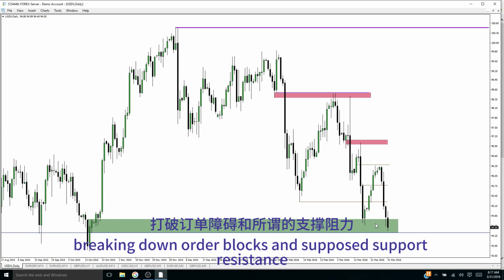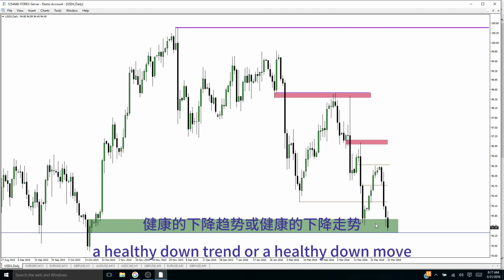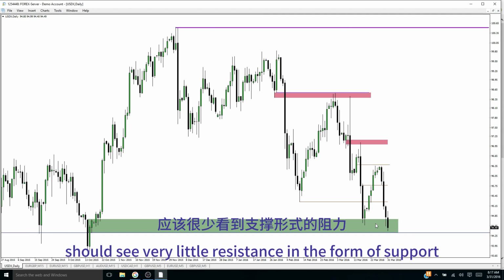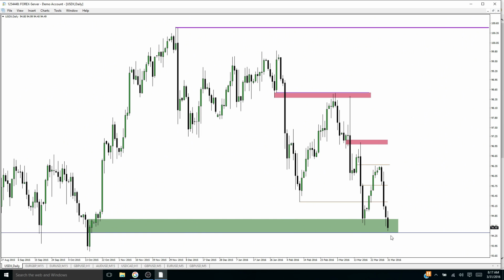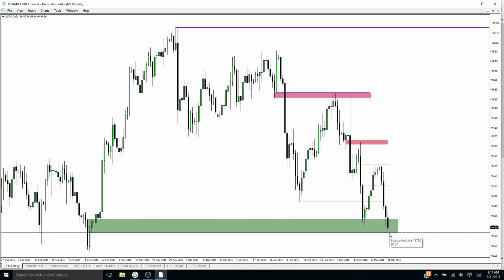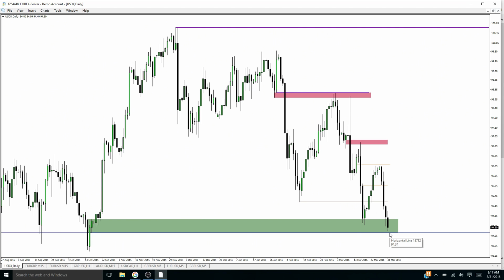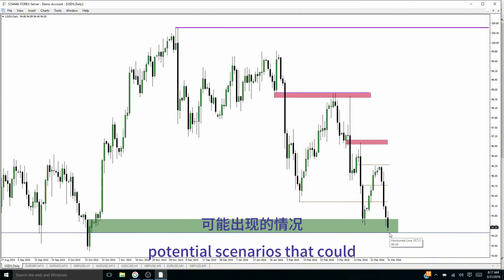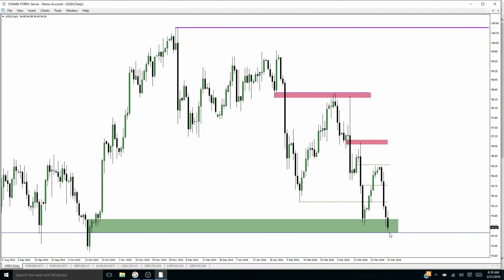In other words, we have to weigh each price swing with levels of strength, breaking down order blocks and supposed support and resistance, because a healthy downtrend or a healthy down move should see very little resistance in the form of support, and obviously new resistance should be respected. So we still have some levels below where we're at now in the dollar to contend with. Until that occurs, you've got to still be reasonably expecting potential scenarios that could put the brakes on some upside on our foreign currency pairs.